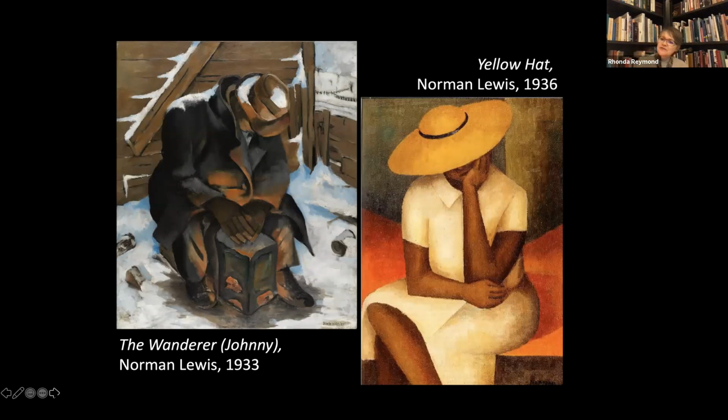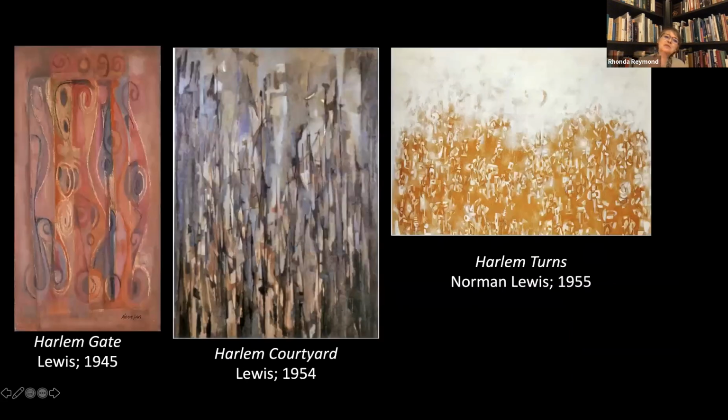So he too, his family had come from Bermuda. He grew up in Harlem. And he was a founding member of the Harlem Artists Guild in the 30s. And then in that period, which we're looking at here, he's looking at social realism, participating in that style. Then he moves into a more abstract style as well, as we see in the Harlem Gate of 45. We could see even more abstraction in the 50s there.